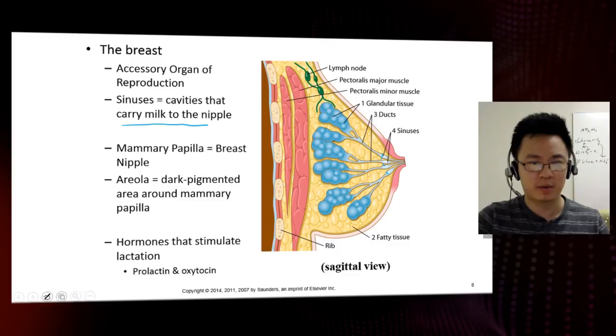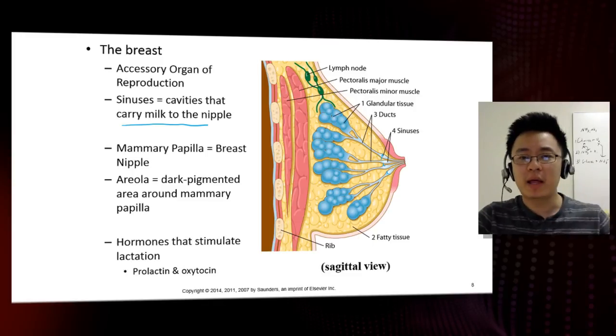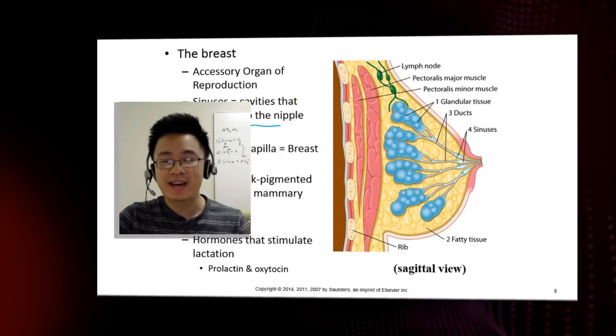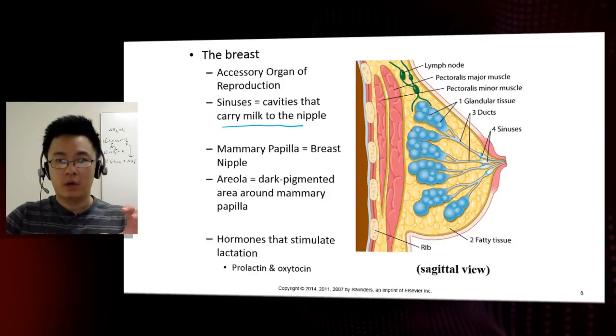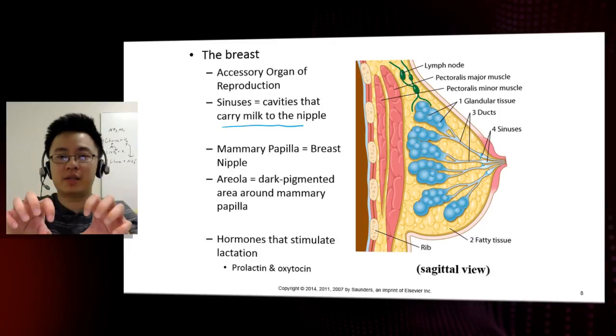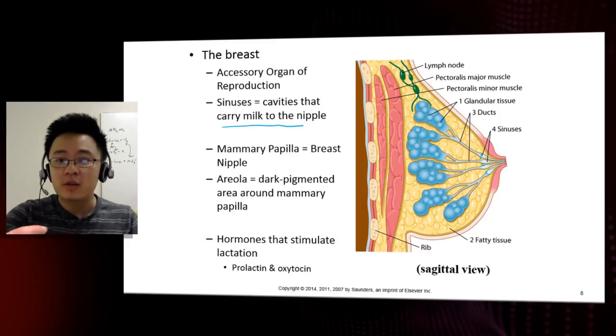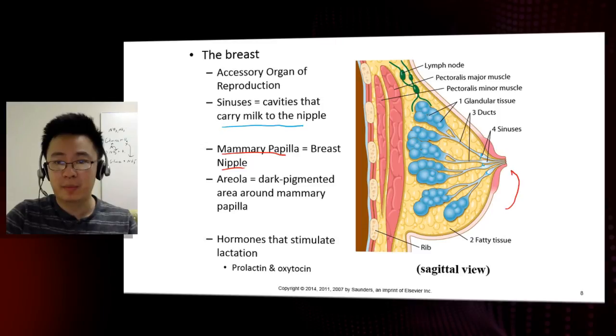Let me change my pen to red. We have those sinus structures right over here. And then we have the glandular tissues, which help to produce that milk. And then we have these nerve endings, and those nerve endings cause contraction of those particular glandular tissues to start to synthesize that milk and then push it out through the ducts into the sinuses and out through the mammary papilla, which is the breast nipple. Okay, this would be the mammary papilla.